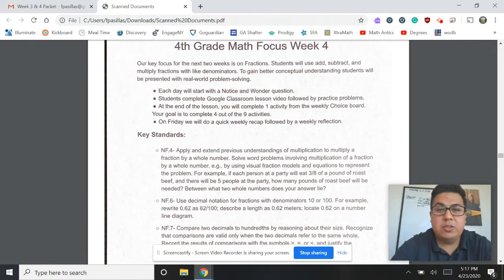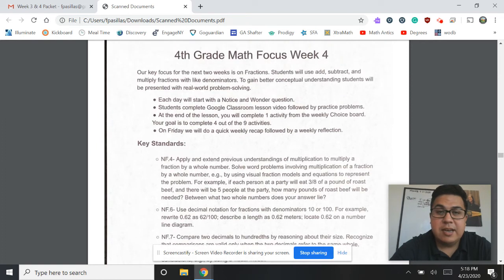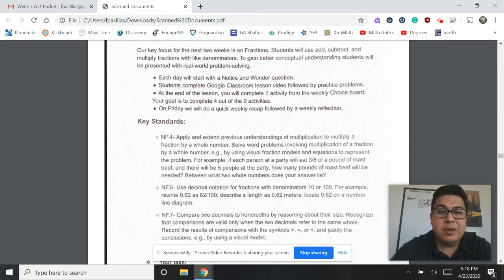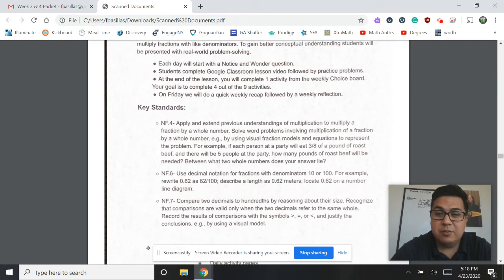Week 4 is going to be the same process. However, we're going to be going over some different standards. On this one, we are going to be going over fractions. We're going to continue doing that. But with the fractions, we're going to be multiplying fractions, and we're going to be getting into decimals and comparing decimals with fractions. Now, your students left school doing a great job with this, so I really believe that most of them can do this independently.